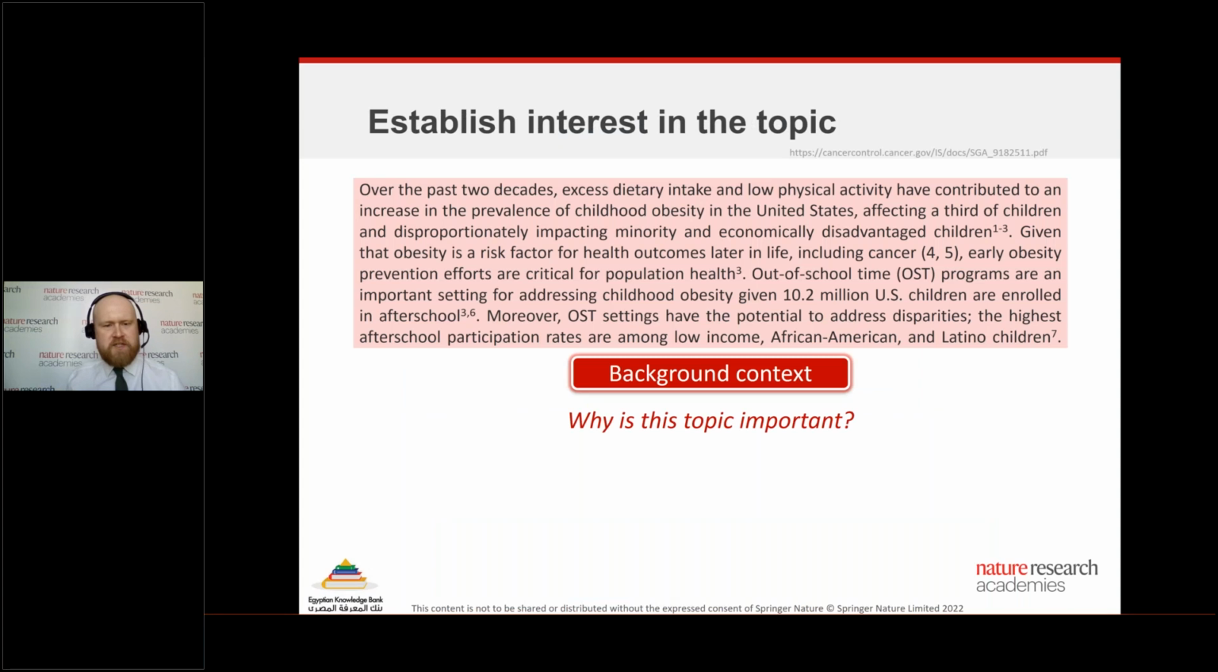So we do want to establish interest in our topic by providing this background information. So here's an example. Here in this example, taken from Cancer Control, they start with simple background information, explaining why the research topic is important. Over the past 2 decades, excess dietary intake and low physical activity have contributed to an increase in the prevalence of childhood obesity in the United States, affecting a third of children and disproportionately impacting minority and economically disadvantaged children. So we're really establishing that broad interest by providing this context for the study.